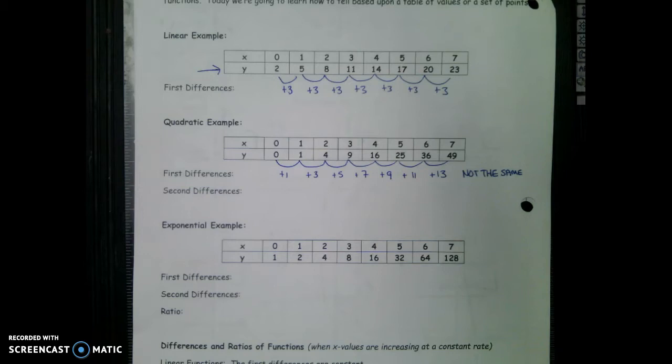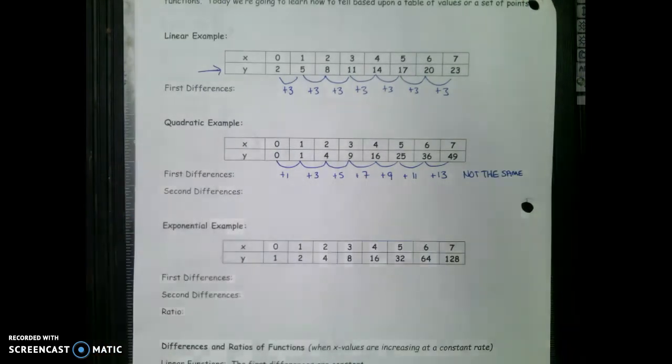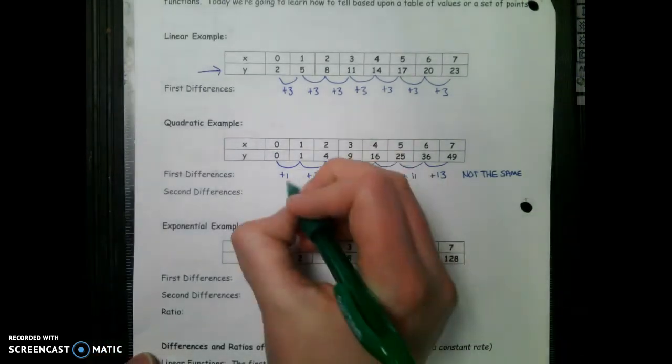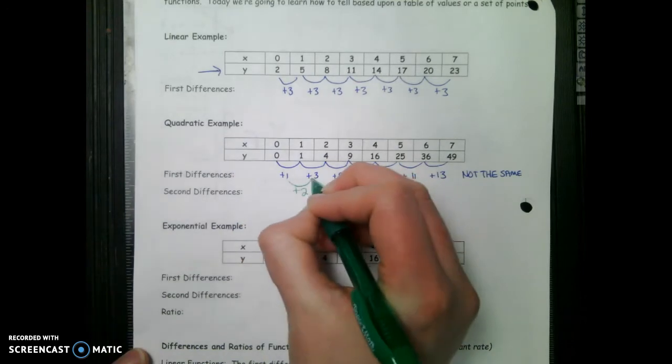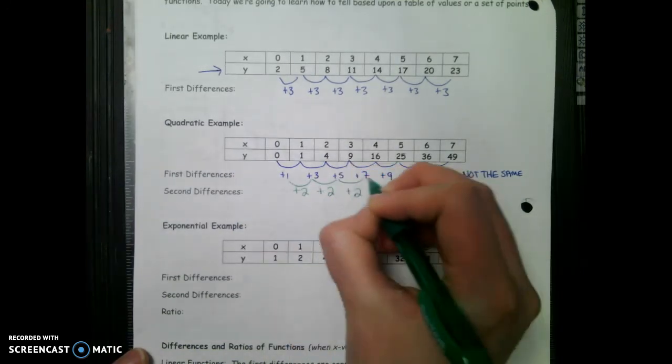Okay, now here's the crazy thing. We're going to do this again. We're going to find the second level of differences, the differences of the differences. How would I get from 1 to 3? We would add 2. How would I get from 3 to 5? Plus 2. Are all of these plus 2?